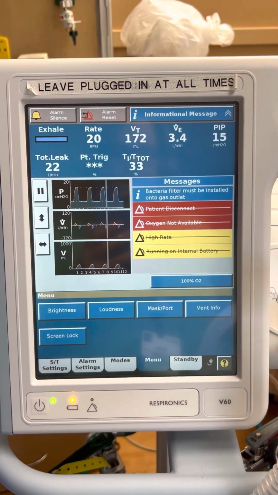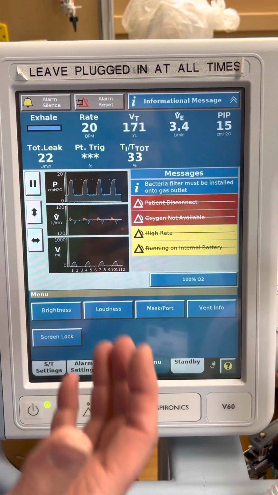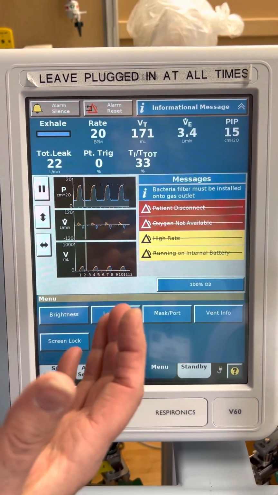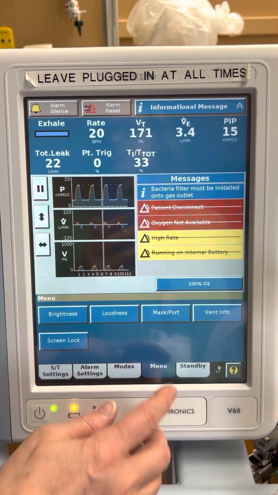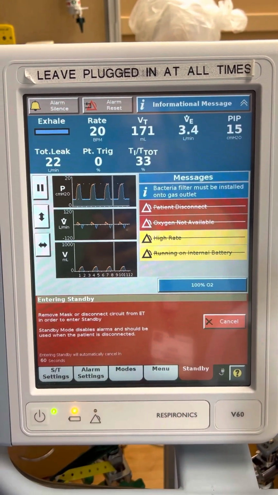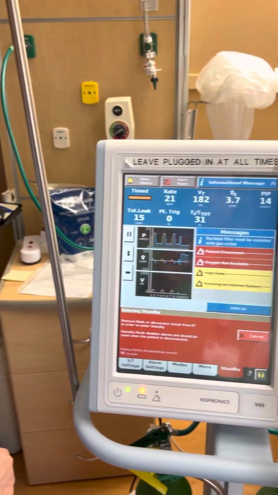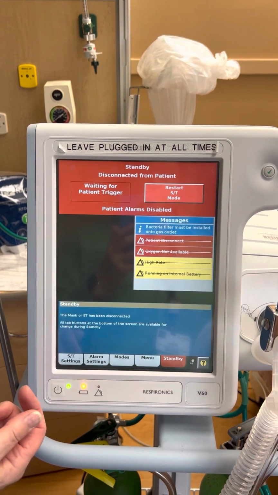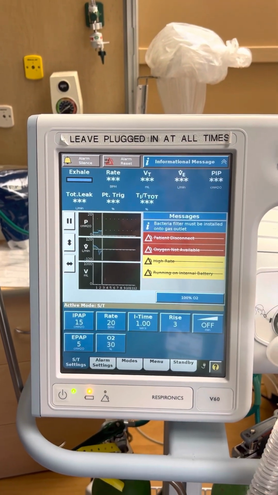The other good button that we want to know is standby. Okay, you're going to trial your patient on a different device, or let's say we're going to try to feed them. Just hit standby, take your patient off, and it'll automatically go into standby for you. There you go. When it's time to put the patient back on, restart, put them back on.